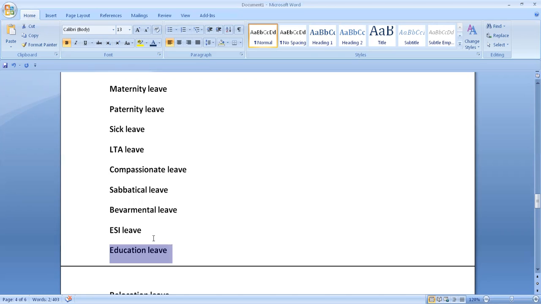Then we have ESI leave, for example. ESI meaning Employee State Insurance. It is for employees who have a lower salary. Earlier it was 15,000. Now I think it is 20 or 21,000 per month. If it is below that amount, then you are maintaining the ESI account for the employee. So this leave is approved by ESI doctors. If the employee is not healthy or not feeling well, ESI leave can be maintained.